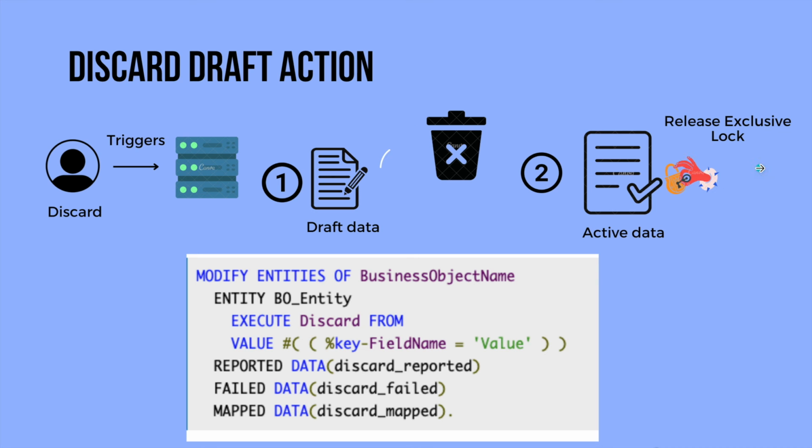and with that, your existing draft data record will get deleted, and also released, right? Because when we are in the edit mode, your exclusive lock will be set on the active data, so that will also get released. Other than that, it won't do anything, you just simply delete the draft data. And via EML, you can simply call this execute discard action, then your record will get deleted from the draft table.